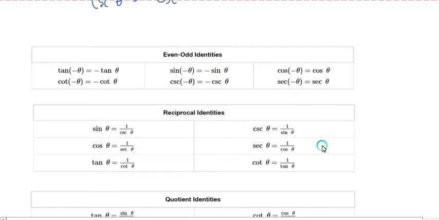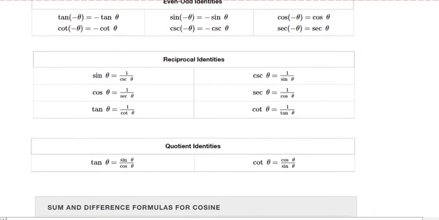Okay, so for reciprocal identities, this was mentioned in our previous discussion video. Reciprocal identities: the reciprocal of sine is cosecant, cosine is secant, tangent is cotangent, and vice versa. So we also have your quotient identities. Quotient identities, which we used earlier: tangent is equal to sine over cosine, cotangent is equal to cosine over sine.